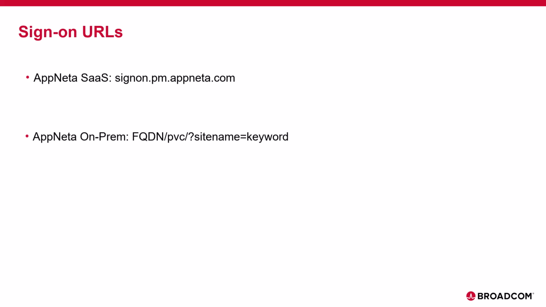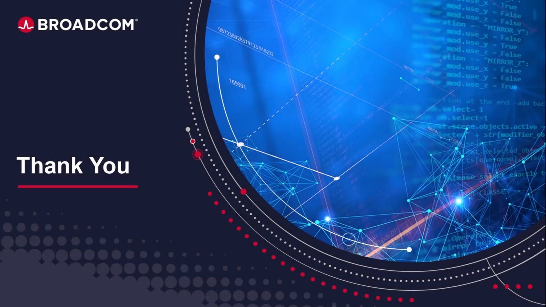Once single sign-on is enabled, AppNeta SaaS users can access AppNeta at signon.pm.appneta.com and log in with their Broadcom credentials. AppNeta on-prem users can access AppNeta via the custom single sign-on URL, which uses the SSO keyword provided to Broadcom support. This concludes our video demonstration of how to create and manage new users and the roles that permit them to engage with AppNeta.